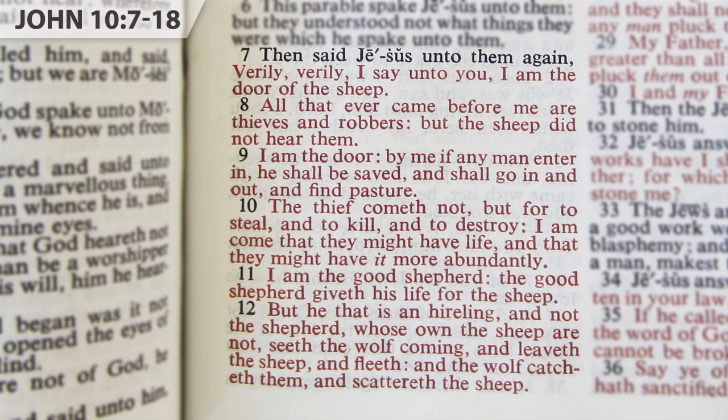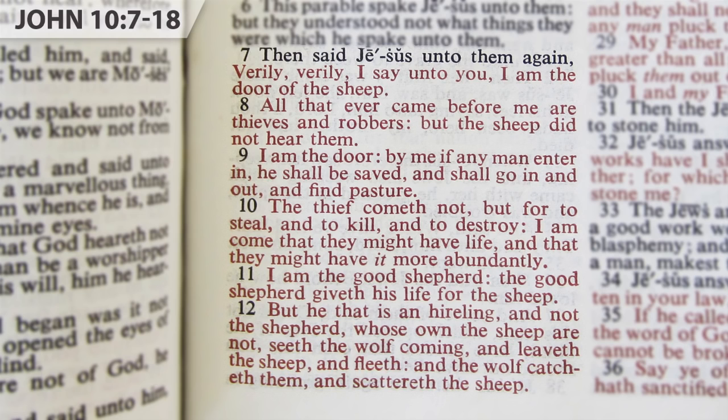Let's start at verse 7. Then said Jesus unto them again, Verily, verily, I say unto you, I am the door of the sheep. All that ever came before me are thieves and robbers, but the sheep did not hear them. I am the door. By me, if any man enter in, he shall be saved, and shall go in and out and find pasture. The thief cometh not but for to steal and to kill and to destroy. I am come that they might have life, and that they might have it more abundantly.